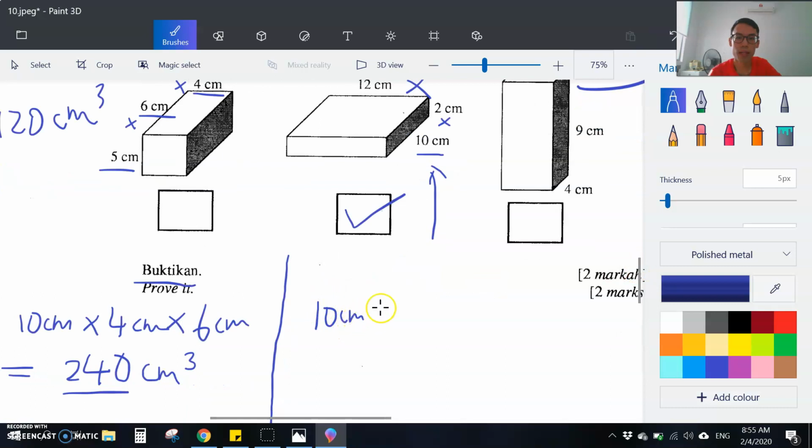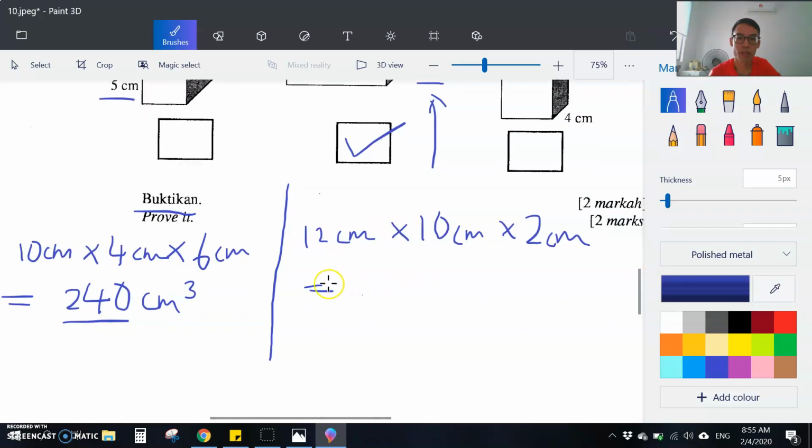10 times 2 times 12. Okay, maybe you put your length first. Okay, your length is 12. Your width is 10. And then your height is 2. So you get 12 times 10. 12 times 10 is 120. 120 times 2 is 240.